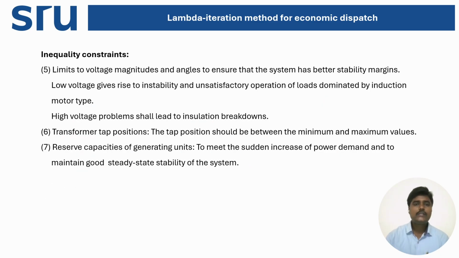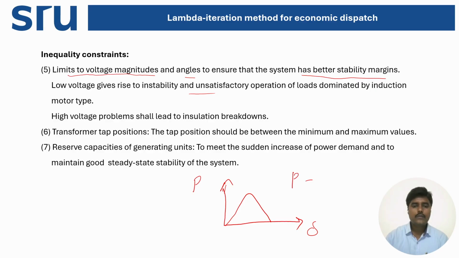So the next inequality constraint is we have to limit the voltage magnitudes and angles to ensure that the system has better stability margins, because there is a relation between the power system stability and the angle. The voltage angle delta, and if you take the power on the y-axis, the curve should be like this. And this you can understand by using this equation.